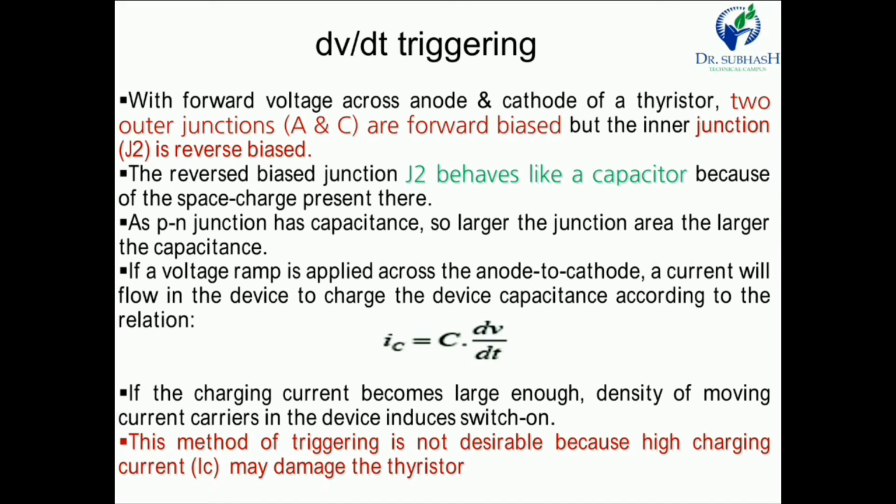It means in the capacitor some charge is stored, and the charge stored is according to the current, which gives this equation: IC is equal to C dV by dt. So if the charging current becomes large, the movement of current carriers in the device induces switch on. This method of triggering is not desirable because a high charging current IC may damage the thyristor permanently. If the capacitor charges with high current, then the current suddenly becomes very high, and it damages the thyristor permanently. So dV by dt triggering is not suitable for the thyristor.